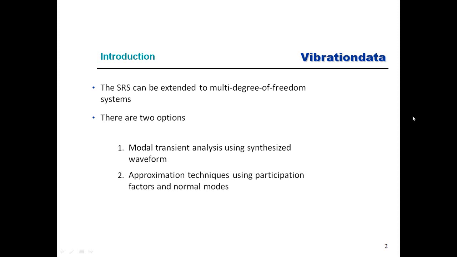And the second way is a very fast technique. It's an approximation method that uses the participation factors and the normal modes or eigenvectors. And it's quick and pretty straightforward and simple, but it is an approximation method.